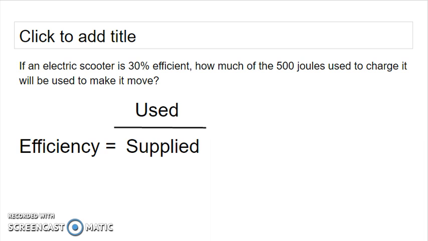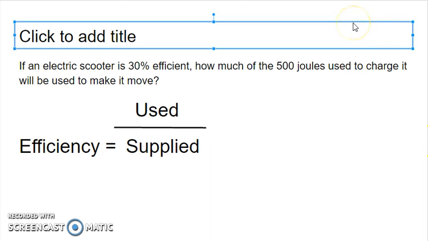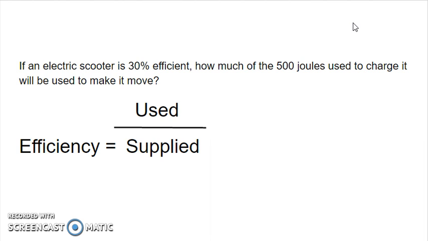If an electric scooter is 30% efficient, how much of the 500 joules used to charge it will be used to make it move? So we have 30% efficiency and 500 joules that we put in originally. So let's try and solve this problem out. Pause the video at this moment and let's give it a whirl.